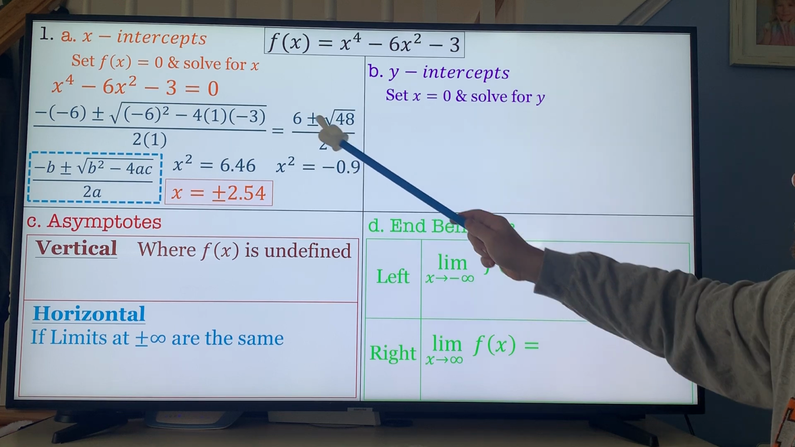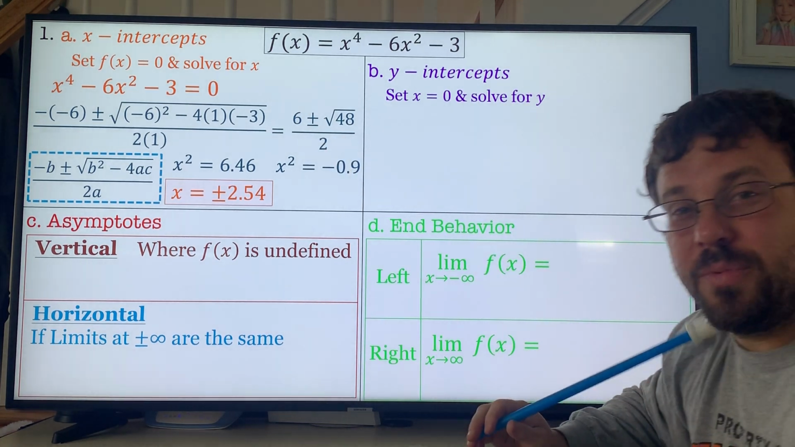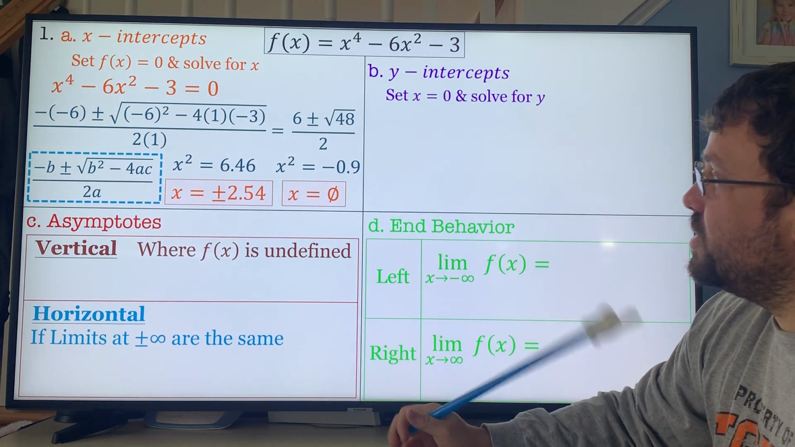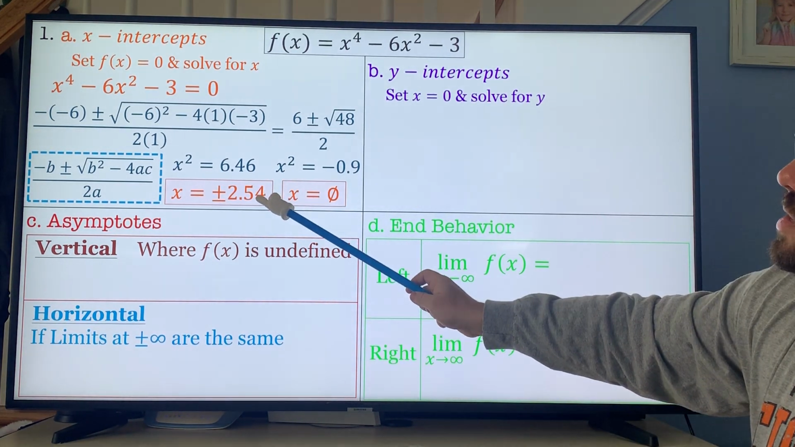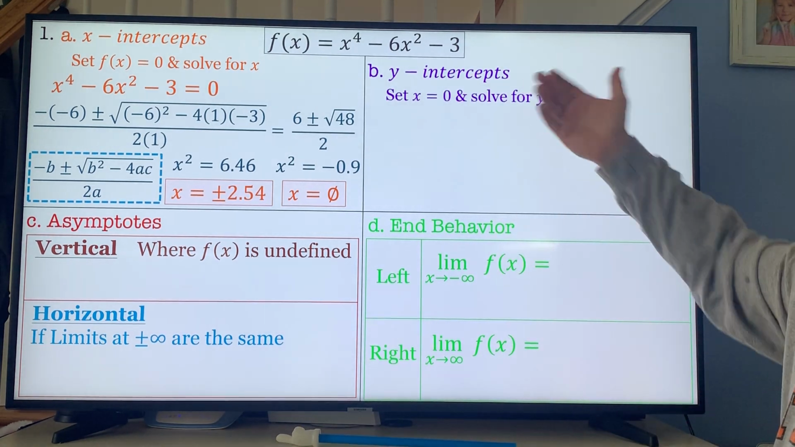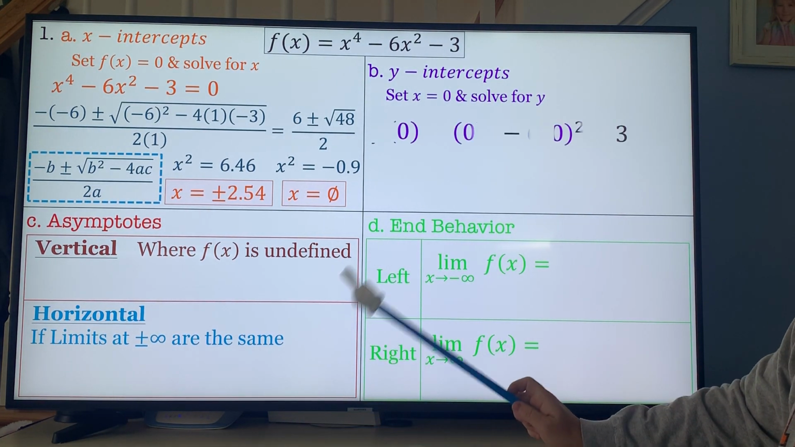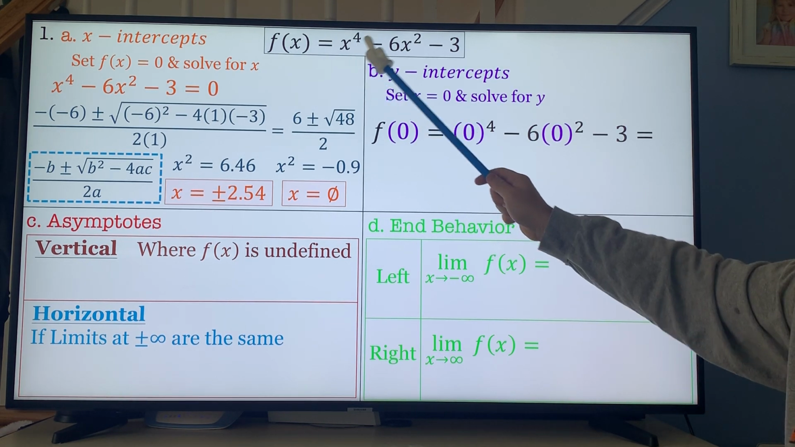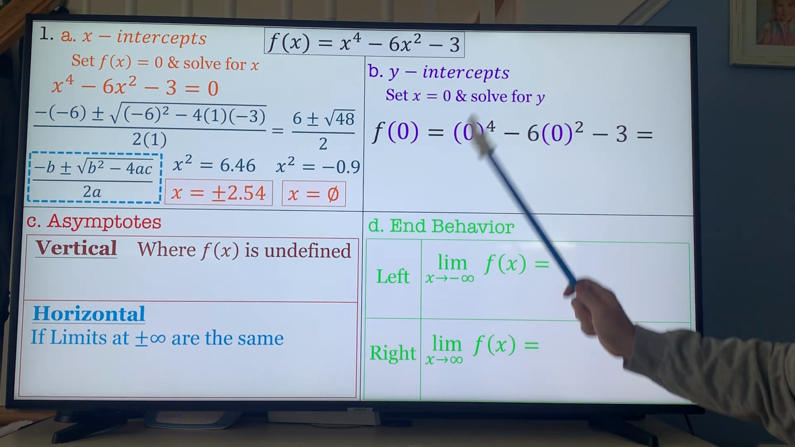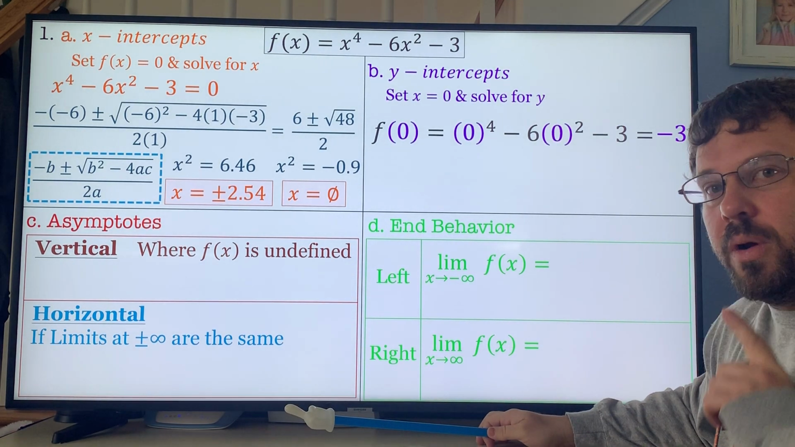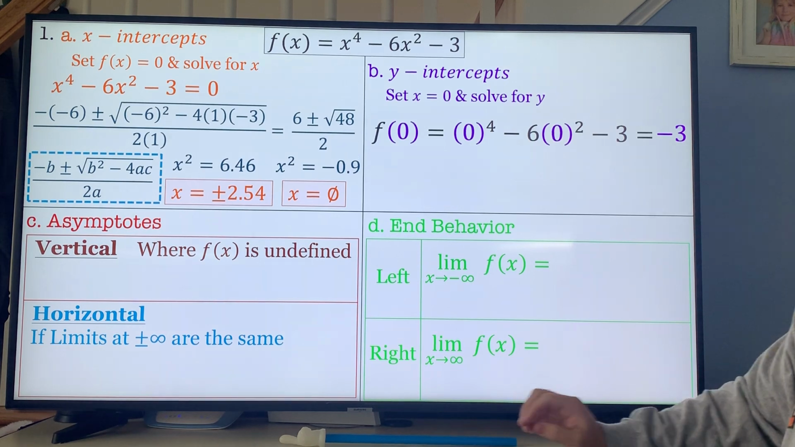Taking the square root of the first, you get x equals plus or minus 2.54. Now the other one, x squared, is a negative 0.46, and you should remember that you can't take the square root of a negative number, so that's undefined. So you have two x-intercepts at positive and negative about 2.5. To find the y-intercept, you set x equal to 0. So f of 0 is 0 to the fourth, minus 6 times 0 squared, minus 3. 0 minus 0 minus 3 is -3. So you have one y-intercept of -3.